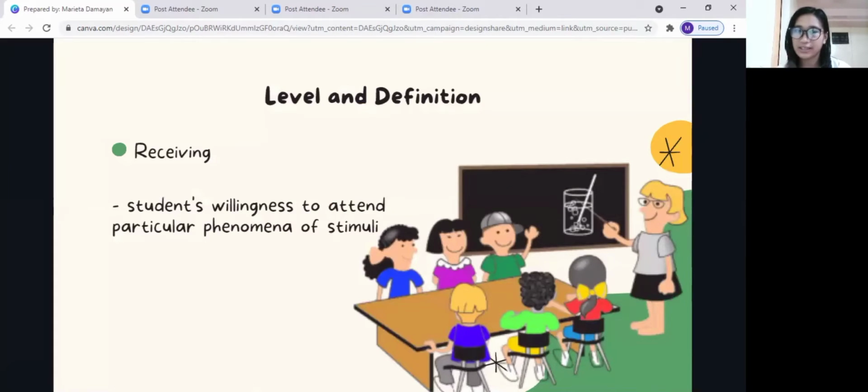So first level is receiving. What is receiving? Receiving is simply the student's willingness to attend to particular phenomena or stimuli. In this level, the learner will attend a learning session wherein they're going to pay attention and be attentive for them to be aware of the existence of certain information. For example, you're going to introduce the topic and discuss it with the class. An example is discussing the figures of speech and how to use them in constructing sentences.